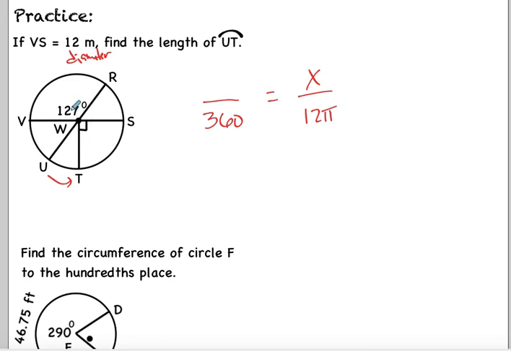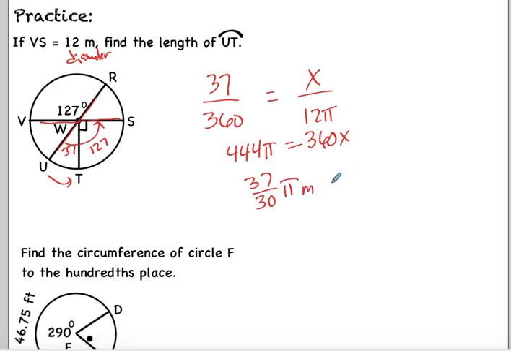So if this is 90 and this is 127, well, you can see that like vertical angles here, this whole thing would be 127. And so 127 minus 90 is going to leave you with 37 degrees for this piece that we want to get. So 37 is the arc measure in degrees. And we're going to cross multiply. So 37 times 12 pi, 444 pi, 360 times x. We're going to divide by 360, and that will give you either, if you want a fraction, 37 over 30 pi meters, or if you go ahead and go decimal form, about 3.9 meters.